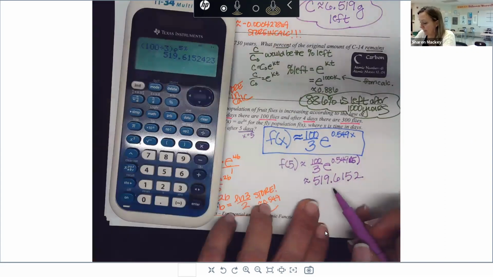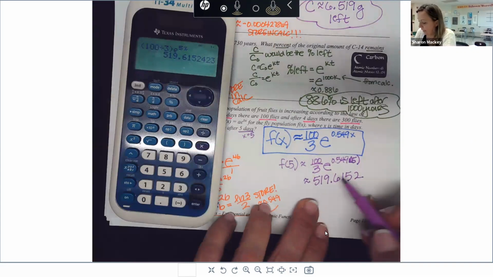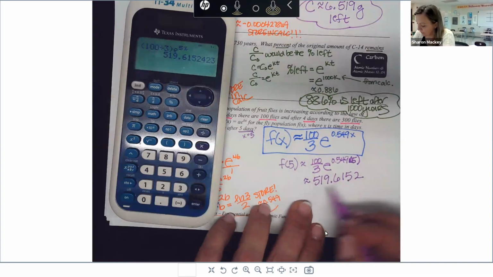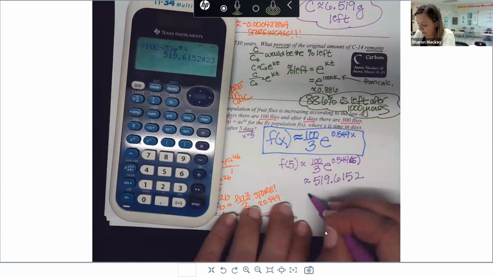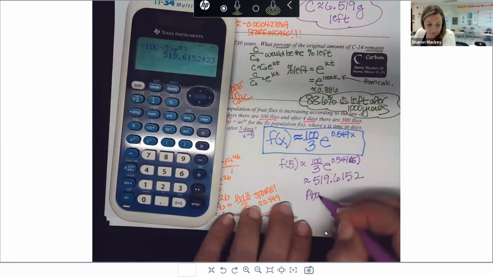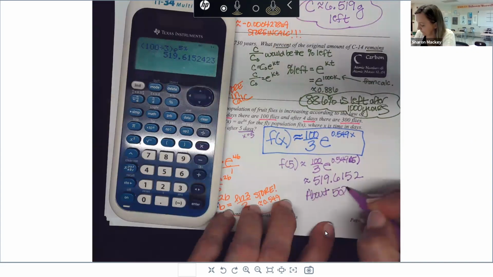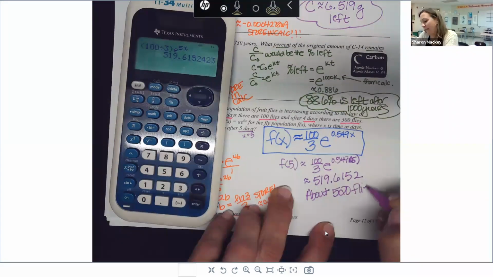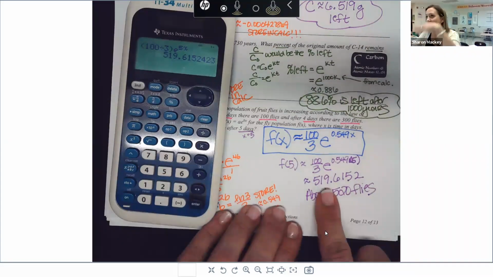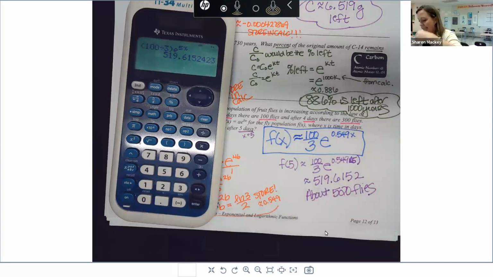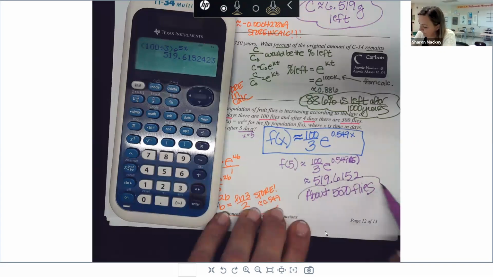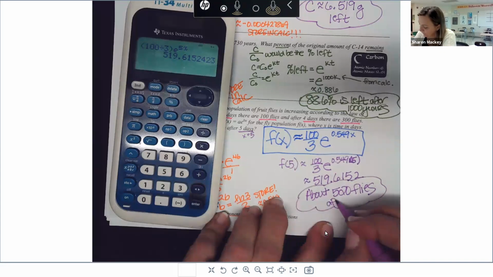So I'm trying to think of the best way to explain this. This does actually round, that we would say about 520 flies. And that makes sense because if it's decaying, then at that point, we haven't decayed to the 519th fly yet. So it would be about 520 flies after 5 days, okay?